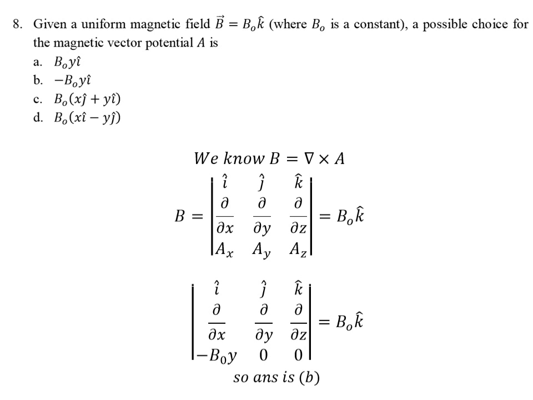Now coming to problem number 8. This question is asked from the topic electrodynamics, where a uniform magnetic field is given, B is equal to B0 k, where B0 is a constant. The question is, what is the possible choice of the magnetic vector potential A? We know B is equal to del cross A. So del cross A should be equal to B0 k. Substituting the values of the given choices, we find that the second choice, that is A is equal to minus B0 y i, yields the answer B0 k. Hence the answer is B.